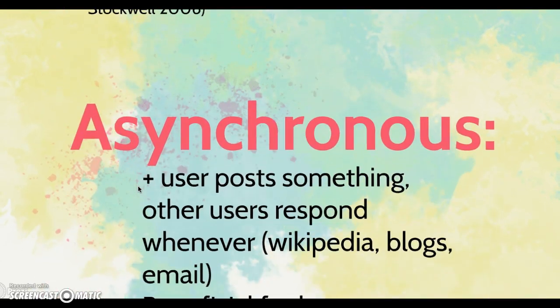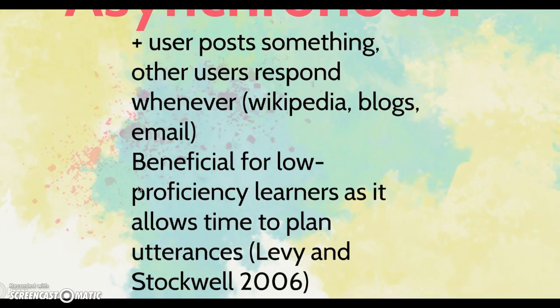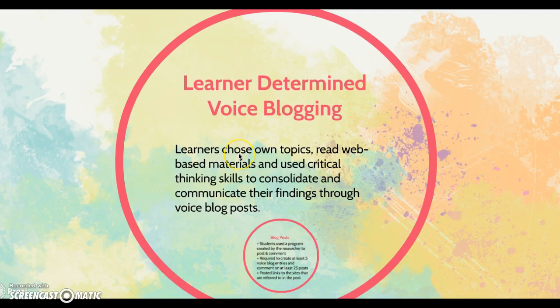That contrasts with asynchronous communication, where users post something and then another user can respond whenever. Blogs, Wikipedia, and message boards are good examples of these. According to the research, these are more beneficial for low proficiency learners as it allows them more time to plan what they want to say and has a generally lower cognitive demand.